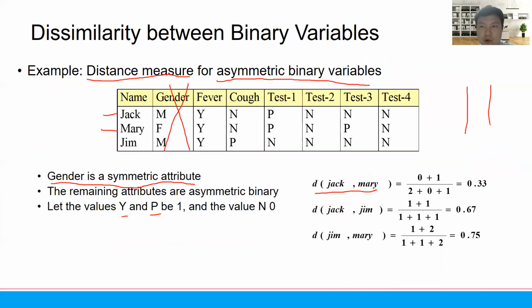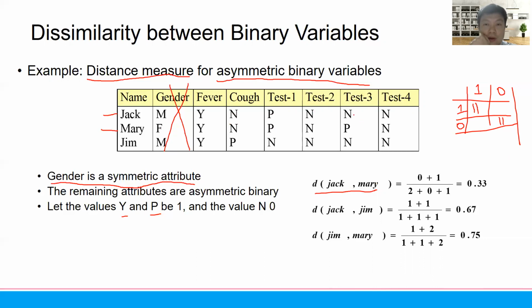So if I can draw again, we have this object 1 0, and then this is object 1 0. Okay, now let's say the first, Jack and Mary. For Jack and Mary, Y and Y means 1 and 1, so there's 1. And what about this N and N? 0 and 0, so there's 1. And what about the P and P? 1 and 1, so there are 2. And then N and N, there are 2.